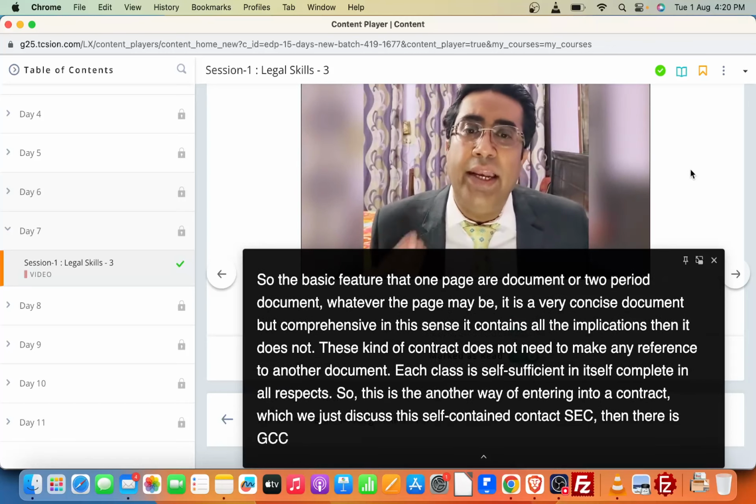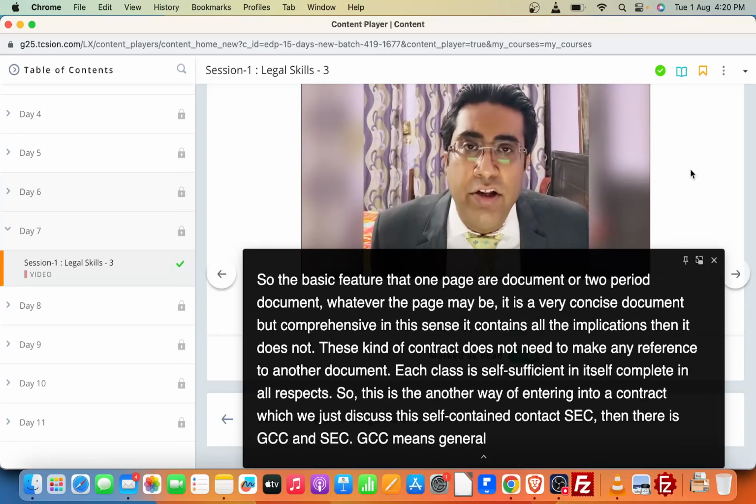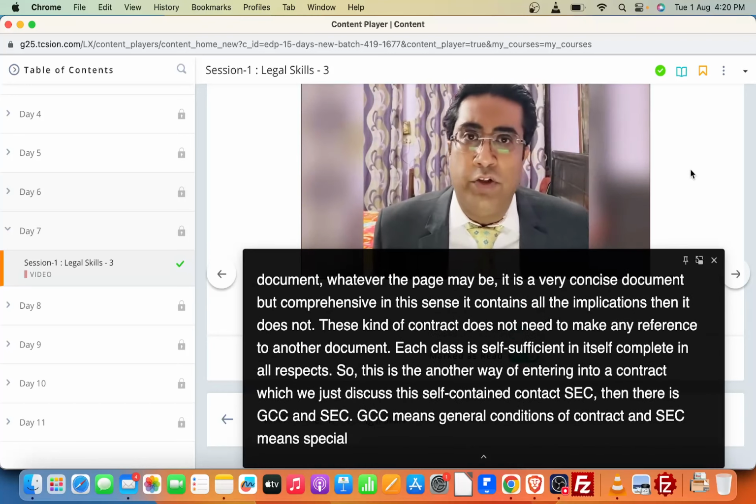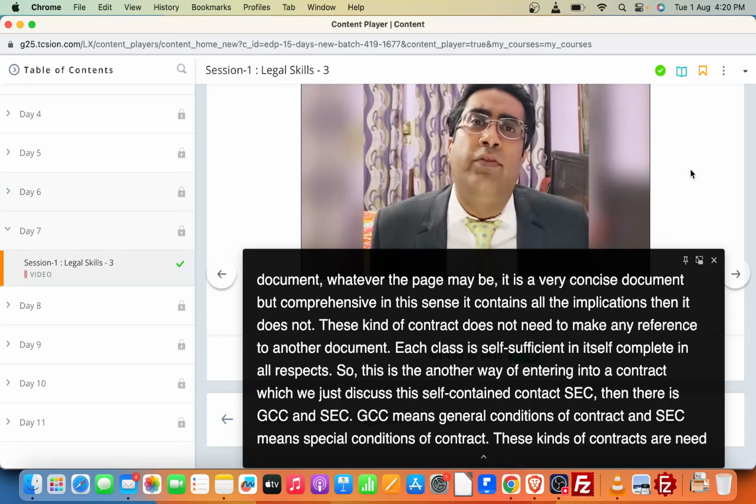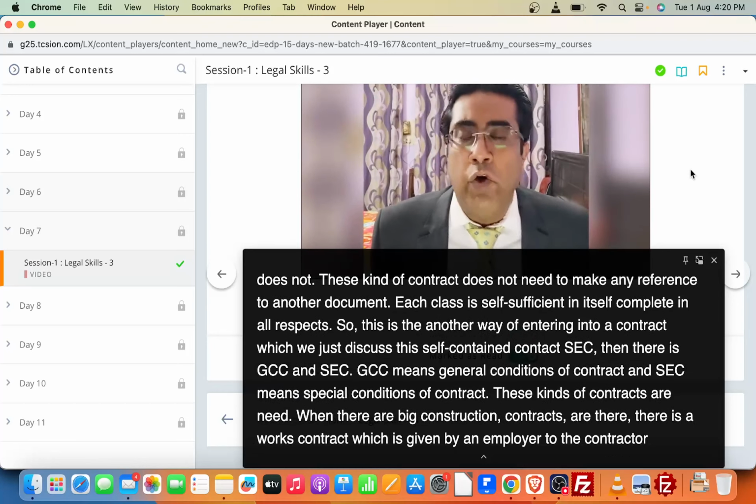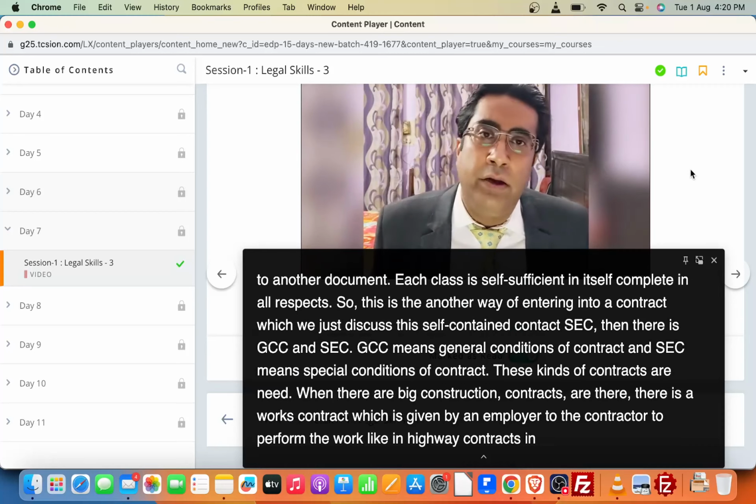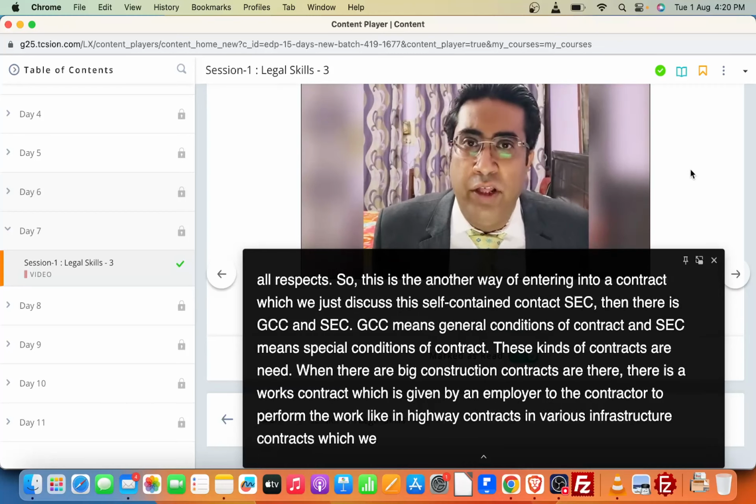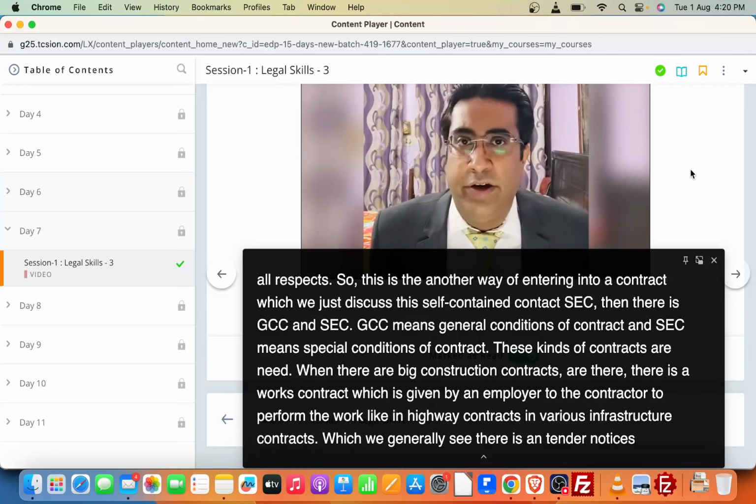Then there is GCC and SCC. GCC means general conditions of contract and SCC means special conditions of contract. These kinds of contracts are made when there are big construction contracts. There's a works contract which is given by an employer to the contractor to perform the works, like in highway contracts, in various infrastructure contracts which we generally see. There is a tender notice, then all these things happen.